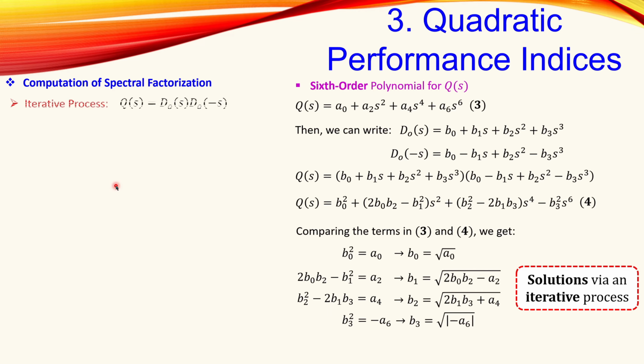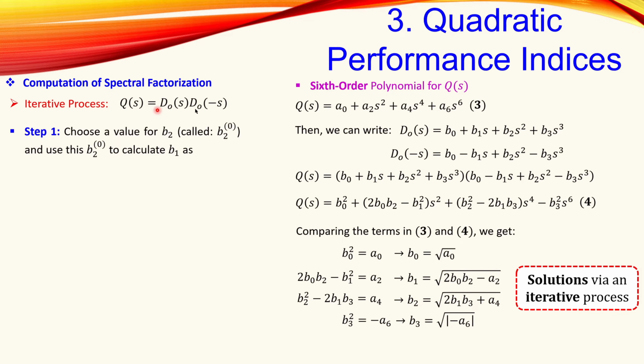How is that done? Now, iterative process for this expression. Step 1 is choose a value for B2, just a random value, and call that B2 of 0. So actually the zeroth choice, your first choice. And use this value of B2 to calculate then the B1 as given by this. So this is actually the next step for B1, using the initial choice for B2.